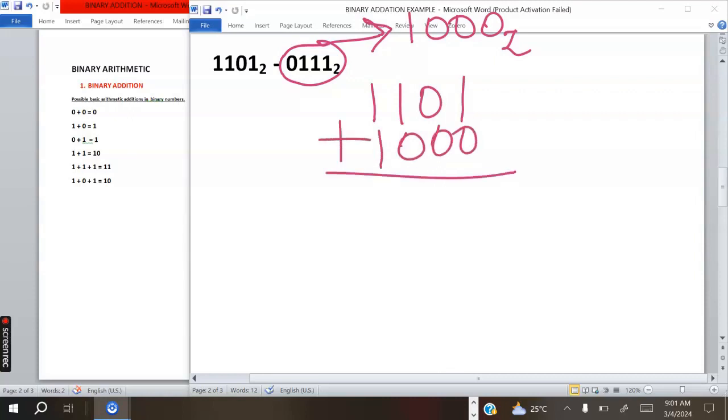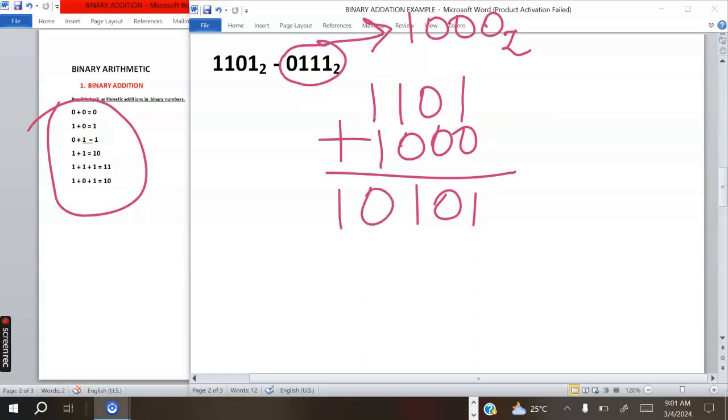Remember the rules. You can try to compare with this one. 1 plus 0, as you can see, is supposed to give you 1. 0 plus 0 is 0. 1 plus 0 is 1. Okay, let me wrap this up. This is supposed to be 1, while 1 and 1 is supposed to give you 10.